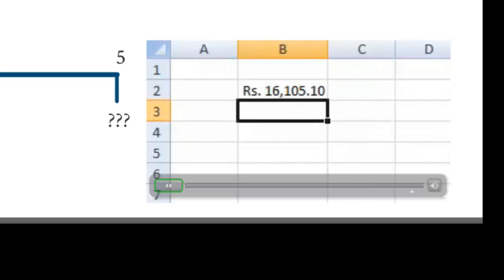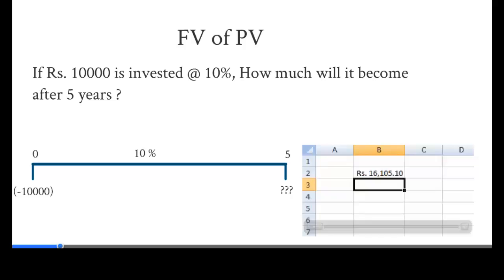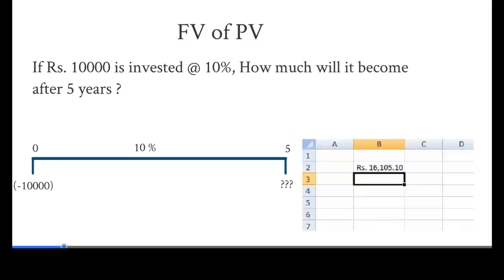And as you enter, you get an answer which is 16,105. This is the amount of money that you will have at the end of the 5th year. Simple, right? Just press equal to and type whatever is missing. Let's solve some more questions to get it clear.